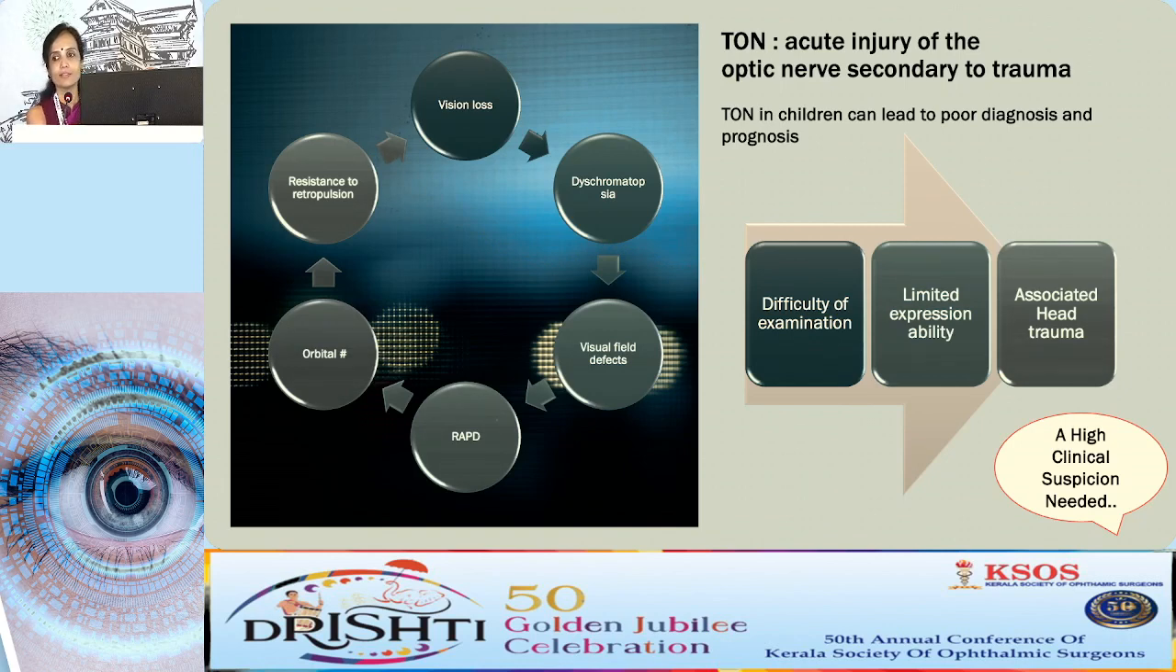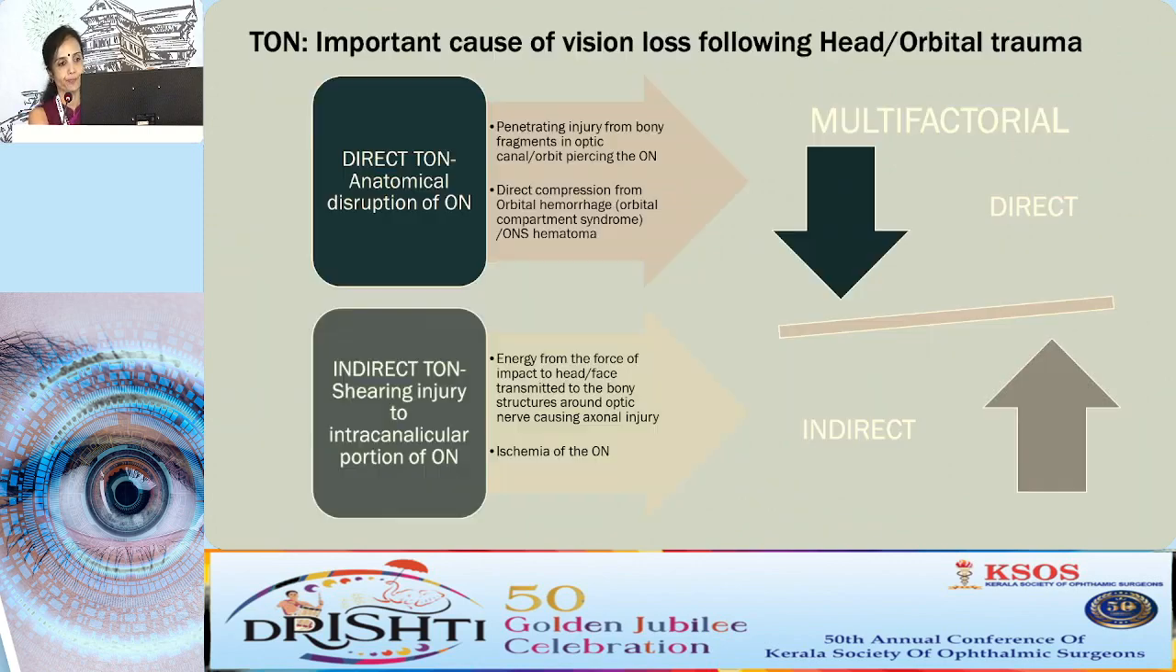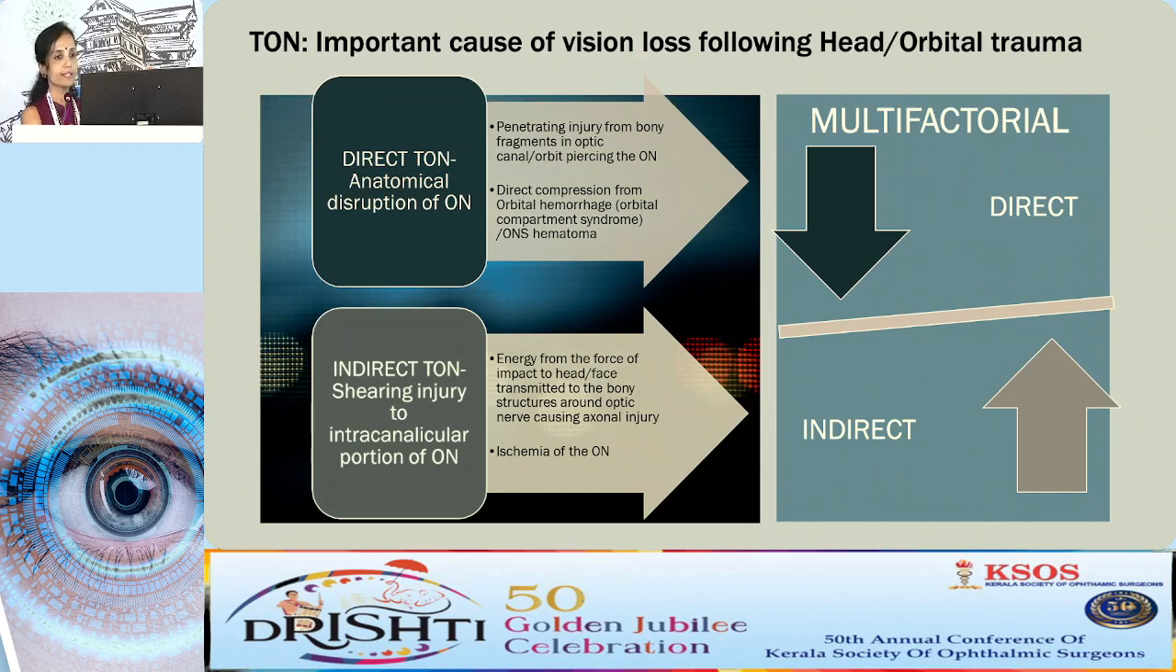Often we miss the pupils, and that may be the only sign which would be the definitive indicator of an optic nerve injury. And sometimes there would be orbital signs like fracture, resistance to retropulsion, retrobulbar hemorrhage, and proptosis may be there. So we can classify TON as direct and indirect TON.